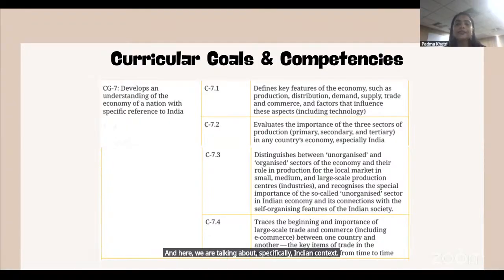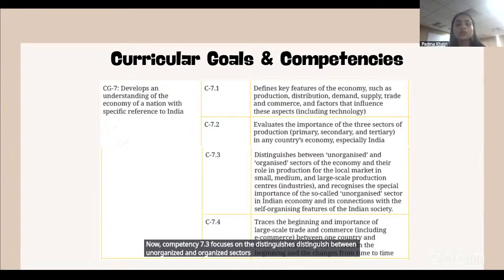Now, competency 7.3 focuses on distinguishing between unorganized and organized sectors of the economy and their role in production for the local market in small, medium, and large-scale production, and recognizing the special importance of the so-called unorganized sector in the Indian economy and its connection with the self-organizing features of Indian society.